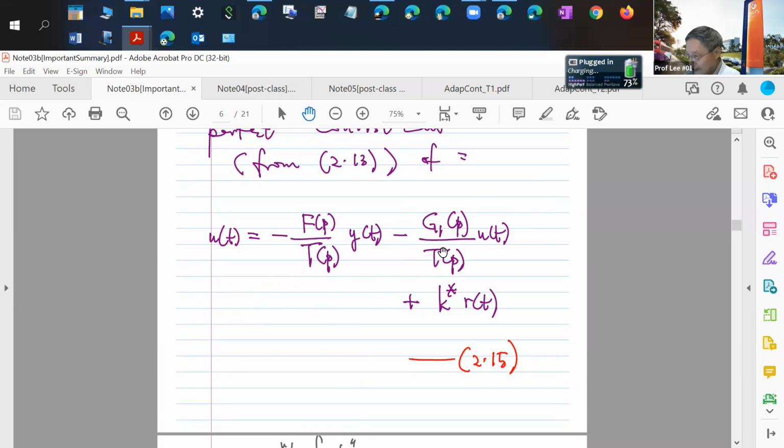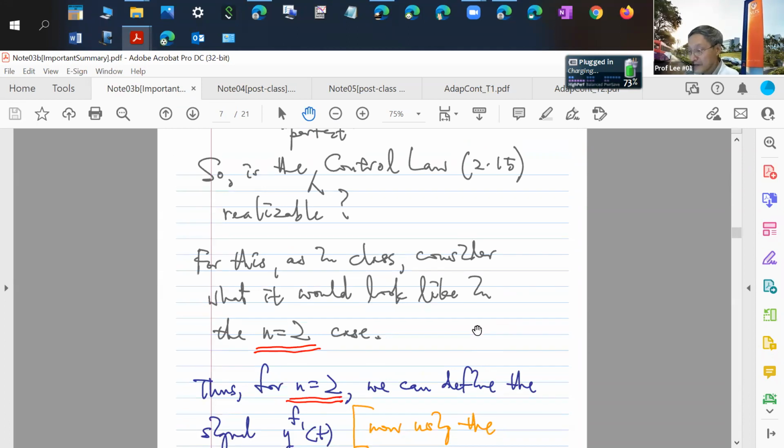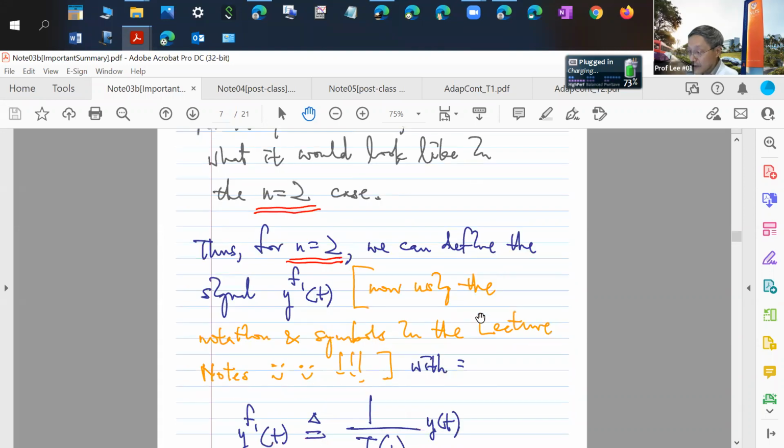All right, we can look at it clearly for a second order case. And the moment we look at a second order case and we understand it, you can see how it scales up and specializes to the general case. So we say, okay, let's look at the nth order case.